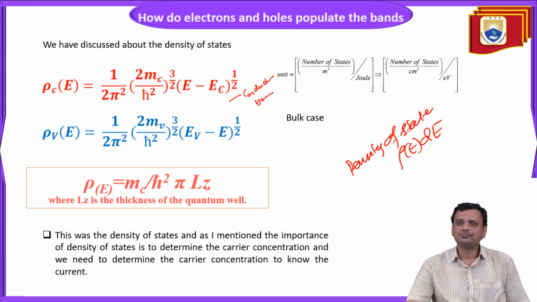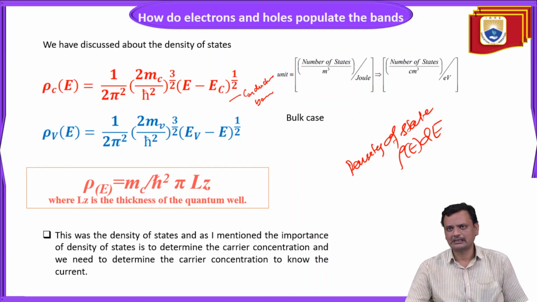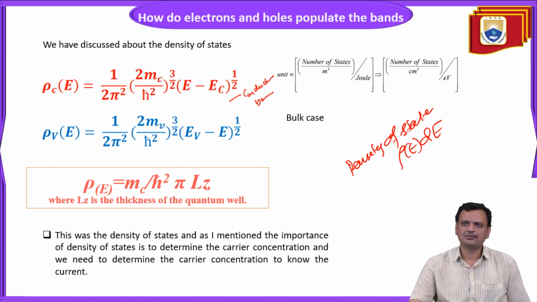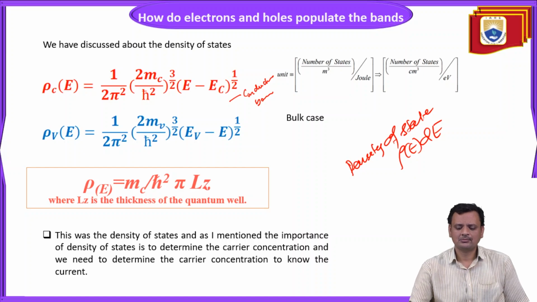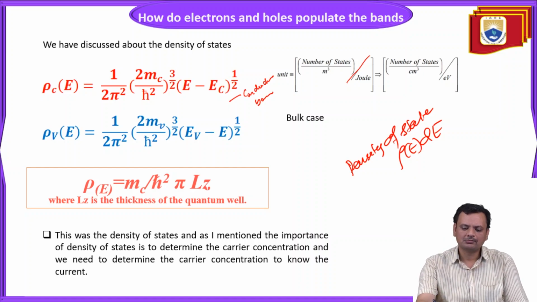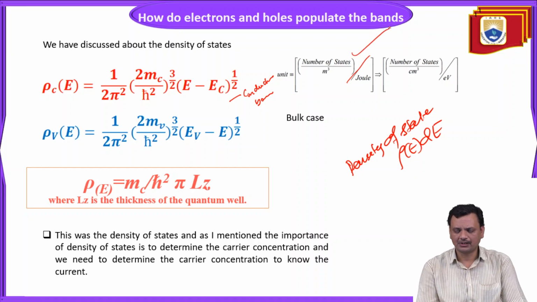And what is the unit of this density of states? In terms of joule, the unit is number of states per meter cube per unit energy range. From the definition you can derive this unit. The definition of density of states is the number of available energy states per unit energy range per unit volume. So by definition you can derive this unit.